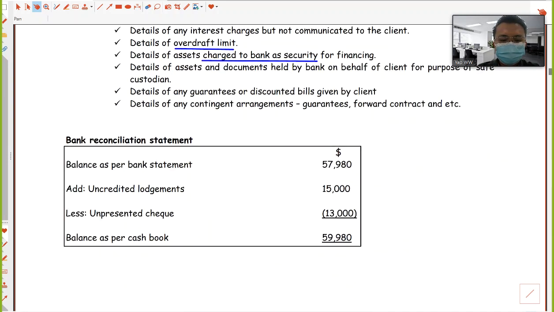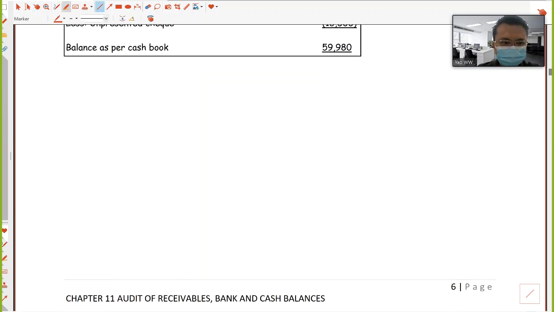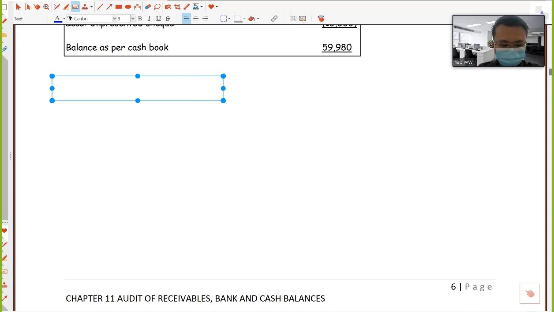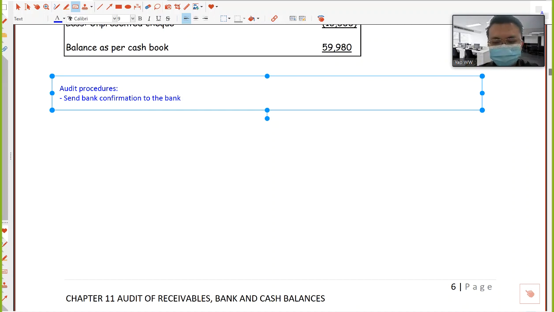Okay, over here, right at the bottom, I will put down for you some audit procedures on how to audit the bank balance. Audit procedures. First of all, send bank confirmation to the bank. Now, of course, we can't be so brief, so general, just saying send bank confirmation to the bank. It's not enough to score the 1 mark requirement.